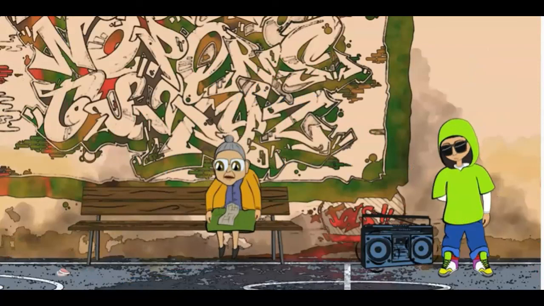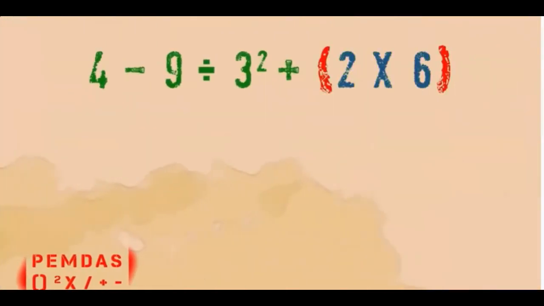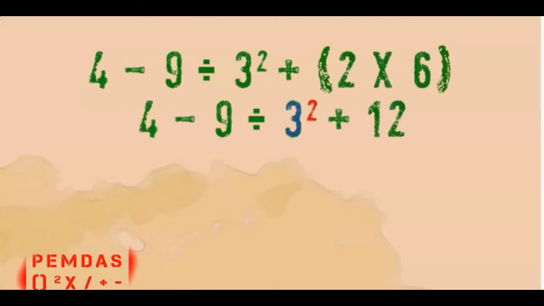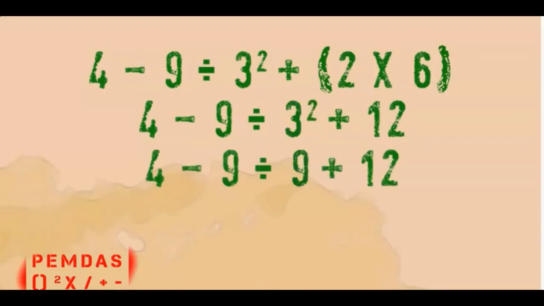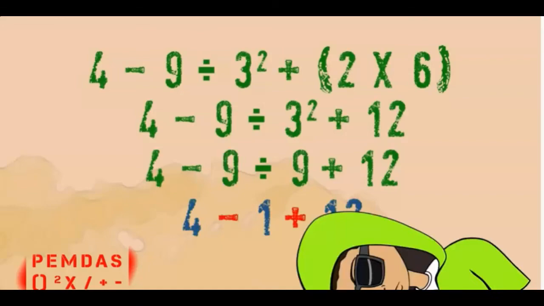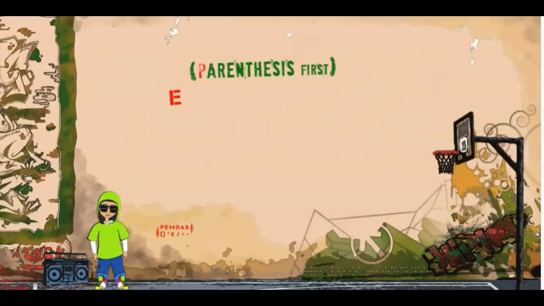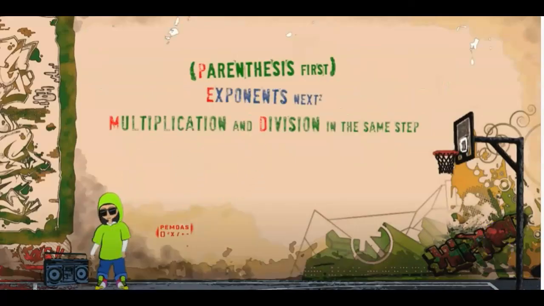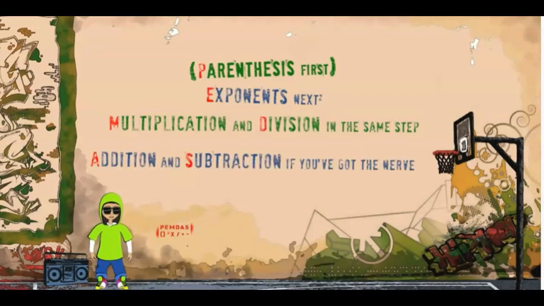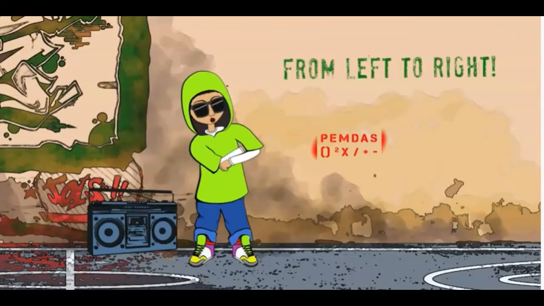Parentheses first, 2 times 6, the product's 12. Put it back in the mix. Exponents next, 3 squared is 9. When you know the tricks, it don't take much time. Now we divide or multiply. Let's see what we got. Take a look at the signs. 9 divided by 9 is 1. The answer's close, man. We're almost done. 4 minus 1 has a difference of 3. When we add the 12, we get 15. Parentheses first, exponents next. Multiplication and division in the same step. Addition and subtraction, if you got the nerve. From left to right, first come, first serve.